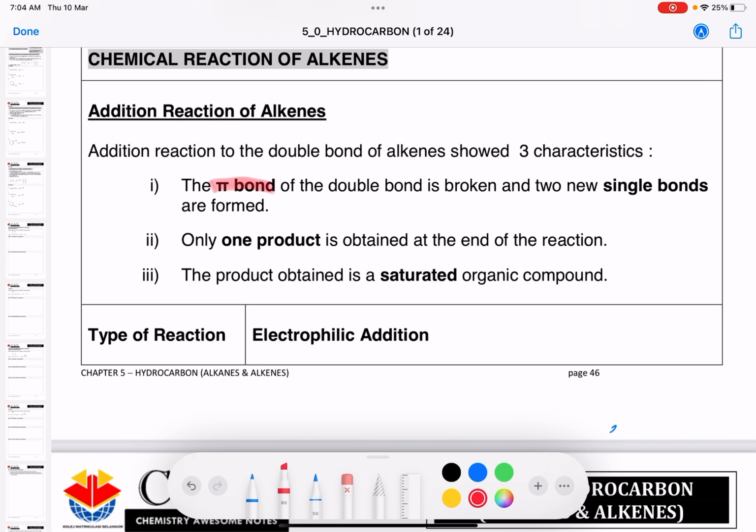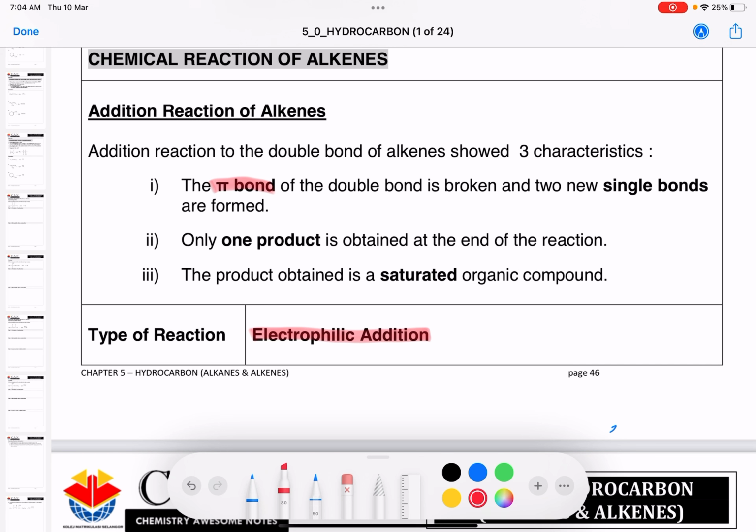Alright, the pi bond here of the double bond will be broken into two new single bonds. And in the end, there is only one product that will be obtained. Now for this, the type of reaction is electrophilic addition. I will explain to you why it is named electrophilic addition in the next video. Now let's see what we have.